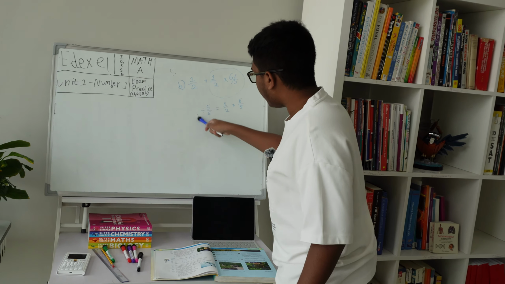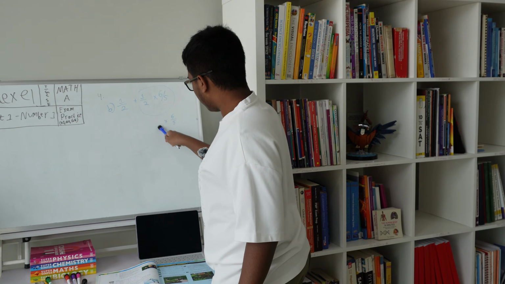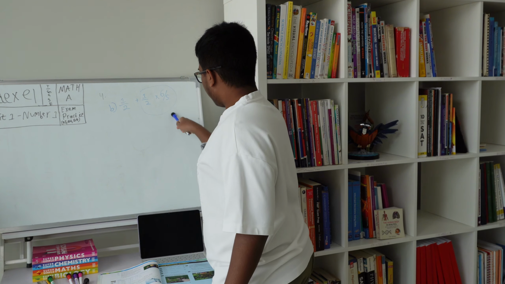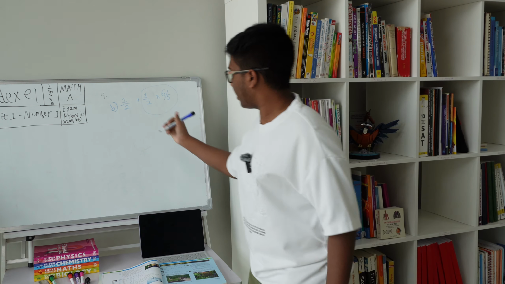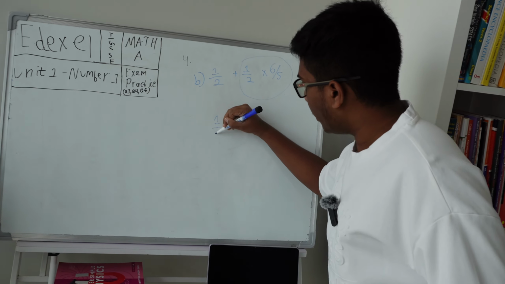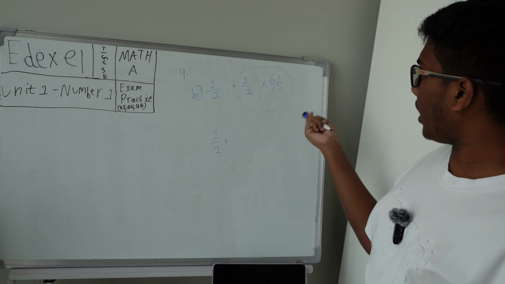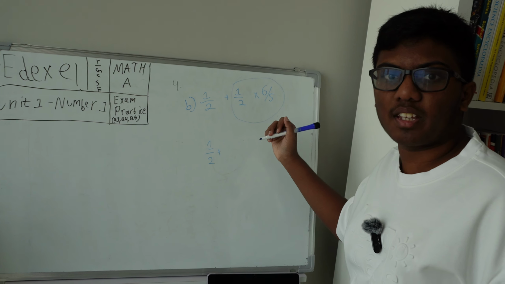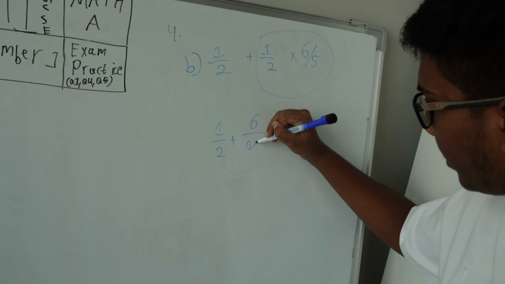So in this case, let's erase this, and let's solve for 1 times 6 divided by 2 times 5. We're going to keep this part the same: 1 over 2 plus 1 over 2 times 6 over 5. 1 times 6 is equal to 6, and 2 times 5 is equal to 10.